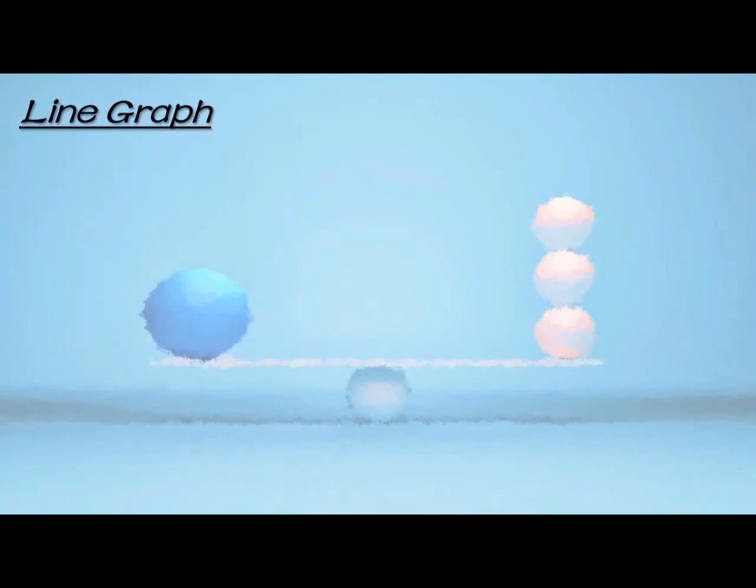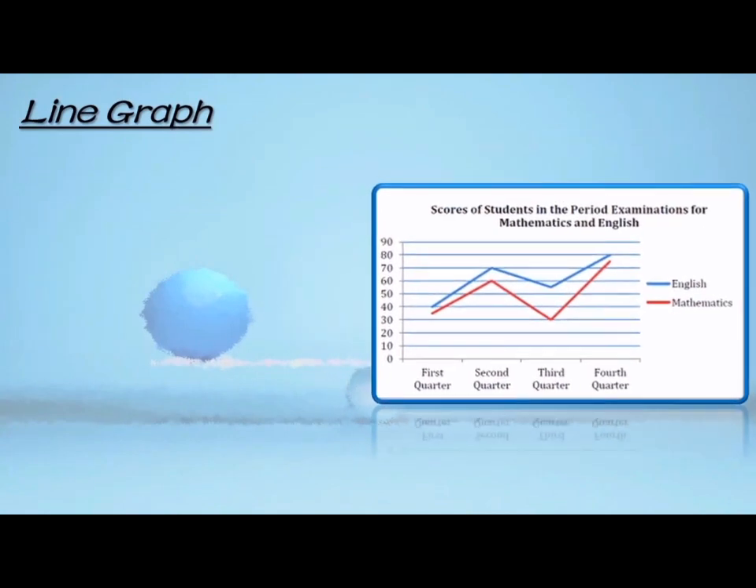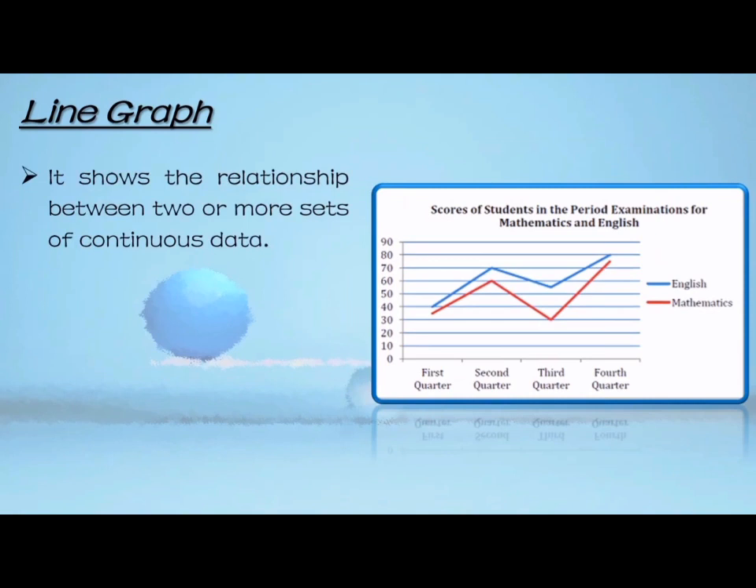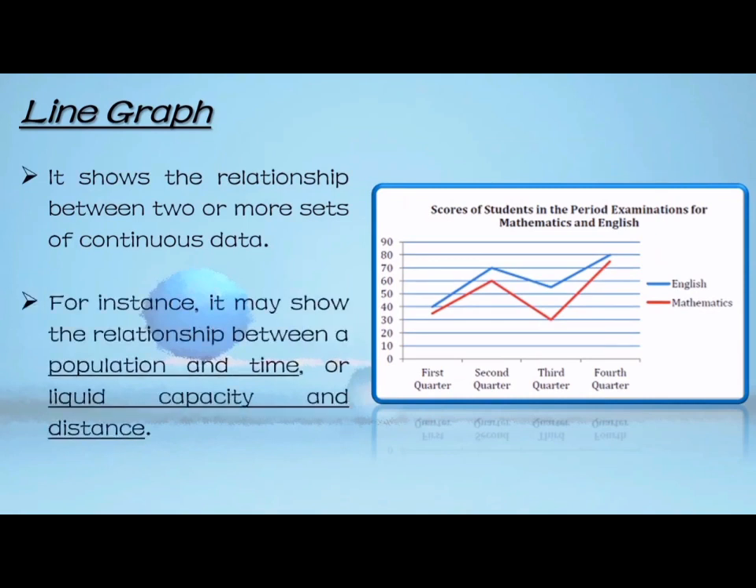Next is the line graph, like this one. It shows the relationship between two or more sets of continuous data. For instance, it may show the relationship between a population and time, or liquid capacity and distance. In short, nire-represent ang data using lines.